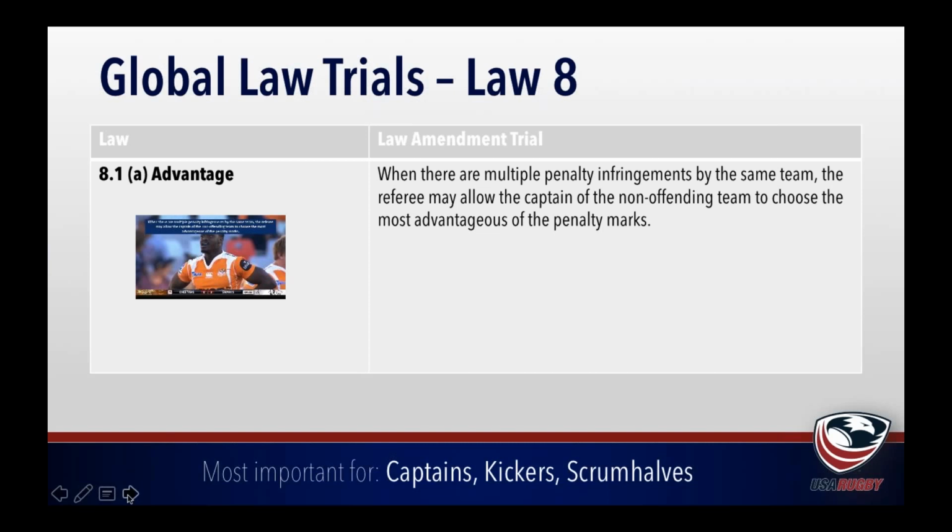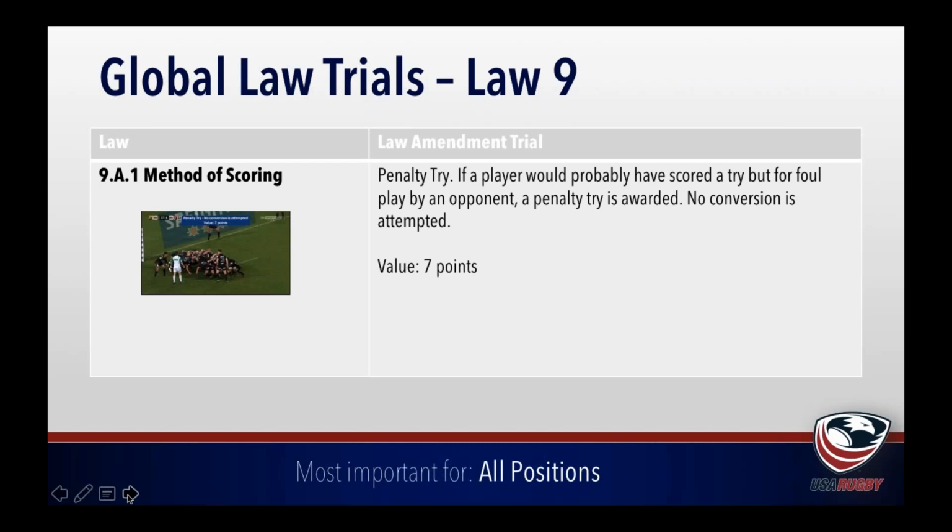Okay, we're going to roll on forward here. Law 9, method of scoring. This should be a pretty straightforward one. If you have to award a penalty try, there is no longer a conversion kick that comes with that. When awarding a penalty try, you are awarding 7 points. So you want to make sure that you are awarding 7 points to that team. No conversion kick is needed. And so you just go back to half line and restart play.